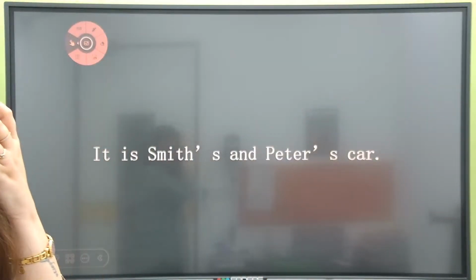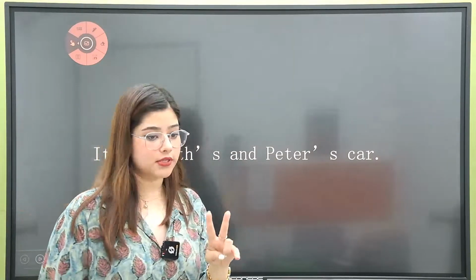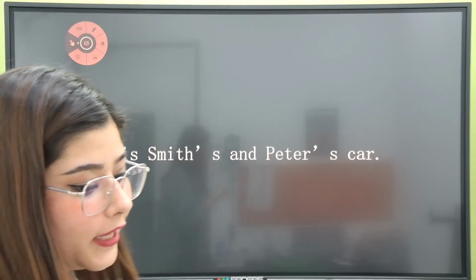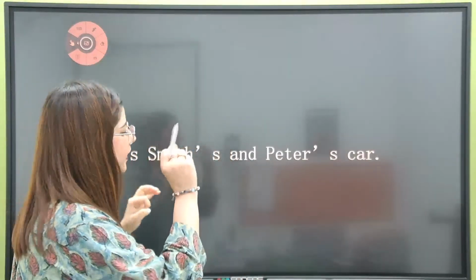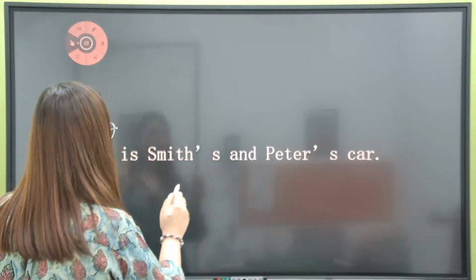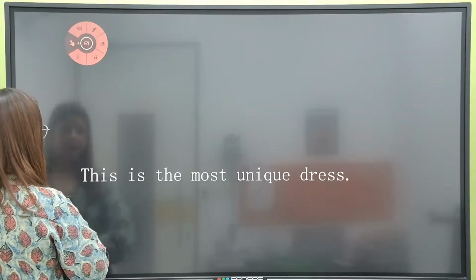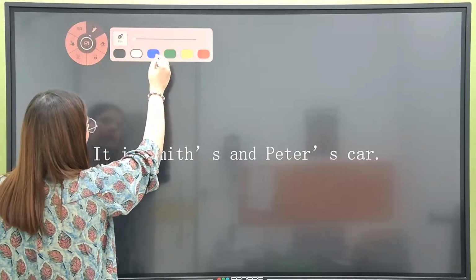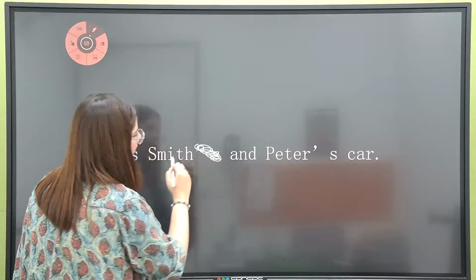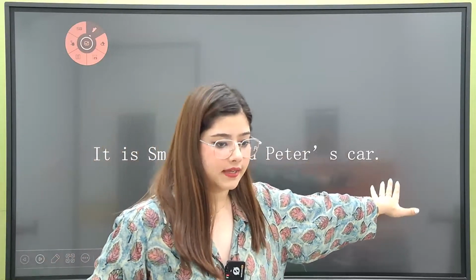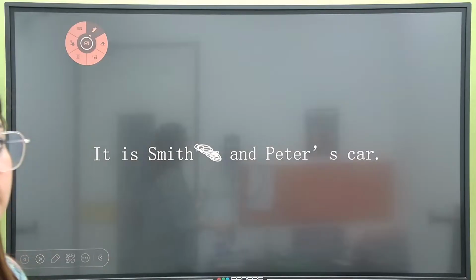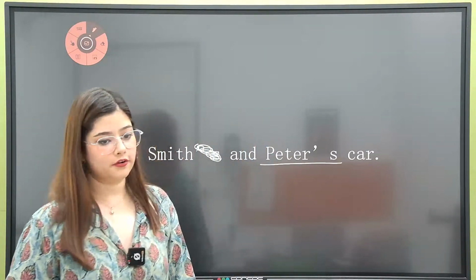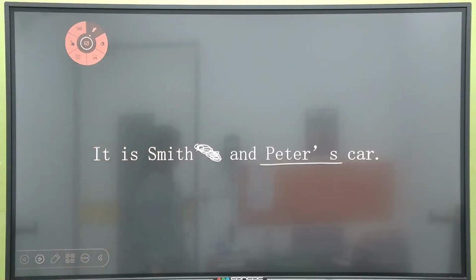Yes, whenever you're showing simultaneous possession by two subjects, you do not need to add an apostrophe s to the first one. If you add it to the second subject, that would suffice. Okay, so it is Smith and Peter's car.